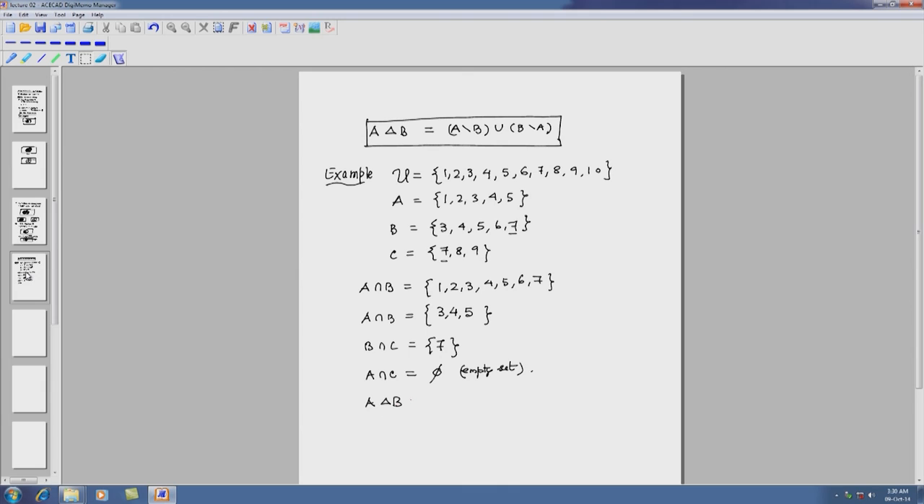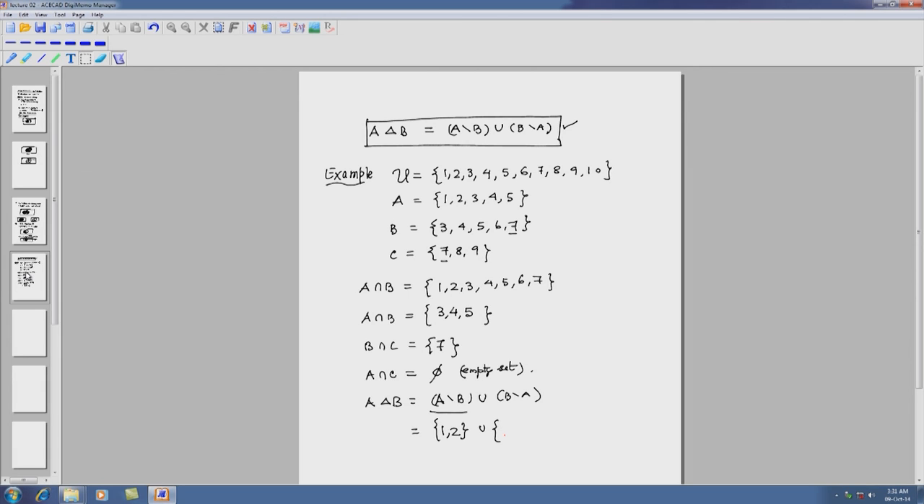Now, let us consider the symmetric difference between A and B. In order to do that, I have to find out elements which are in A but not in B, and the elements which are in B and not in A. We can as well use the relation that we have obtained over here, that is A minus B union B minus A. If I do that, then first let us consider A minus B. So, let us compare A and B. 1 is in A but not in B, 2 is in A but not in B, but 3, 4, 5 are all in A and all in B. Therefore, A minus B is going to be only 1 and 2.